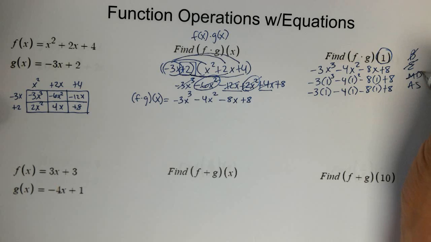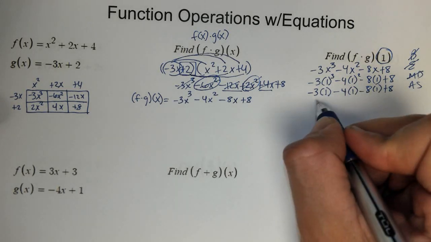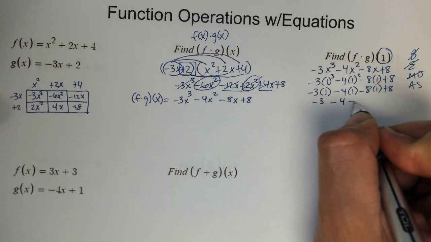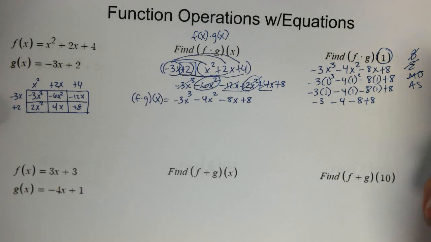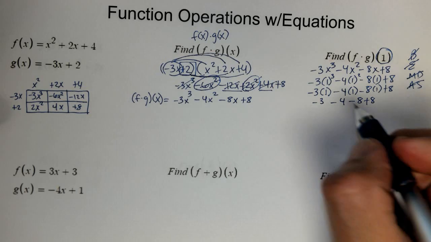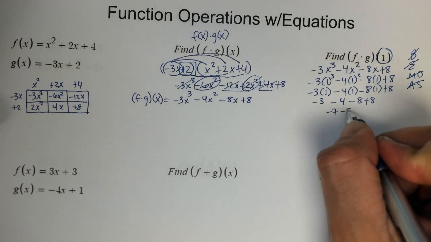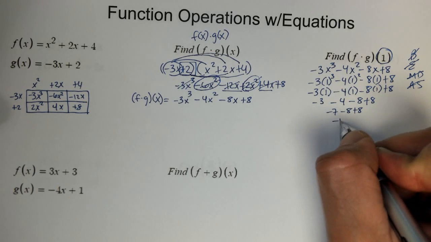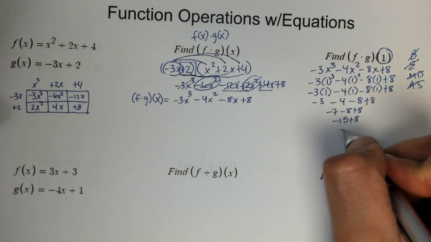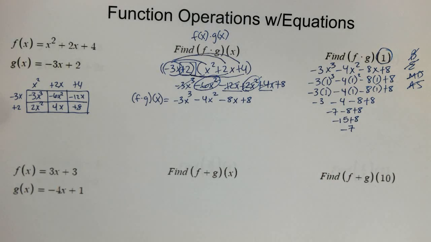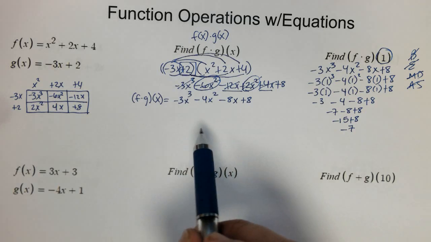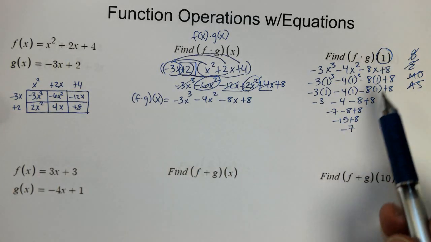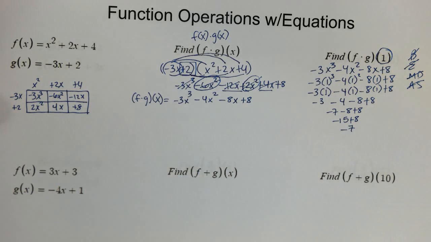And then it's multiplication and division. So multiply them times 1, negative 3, negative 4, negative 8, plus 8. I'm just multiplying everything times 1. And then addition and subtraction. This gives me negative 7. This gives me negative 15. And this gives me negative 7. The new function that we created, evaluated at 1, has a value of negative 7 as my output.